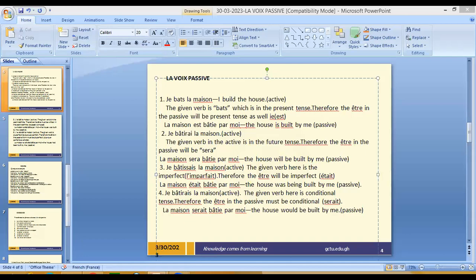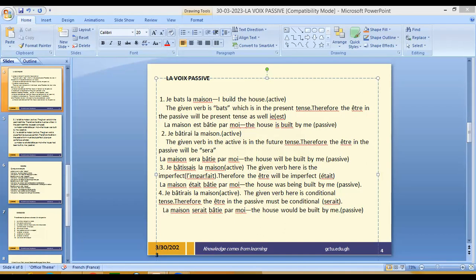Donc, the point is, avait bâti is plus que parfait. Then the être too must be put in the passive form. It should also be in the plus que parfait. And the plus que parfait form for être is avait été. Donc, la maison avait été bâtie par moi. The house had been built by me.